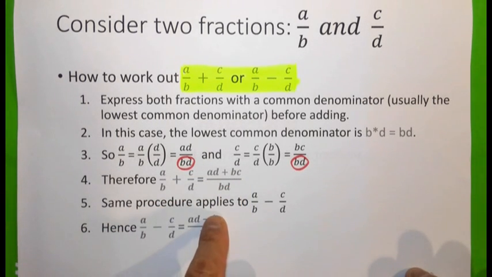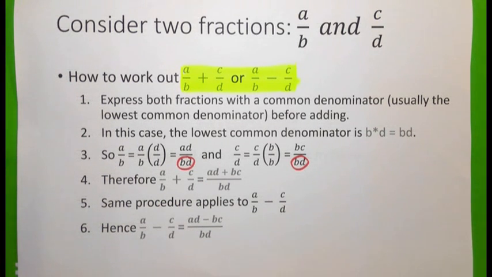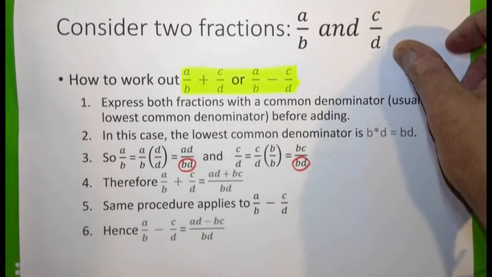The same procedure applies to a over b minus c over d. Again, express a over b and c over d with the lowest common denominator, and therefore this is the answer. Alright, let's have a look at some numerical examples.